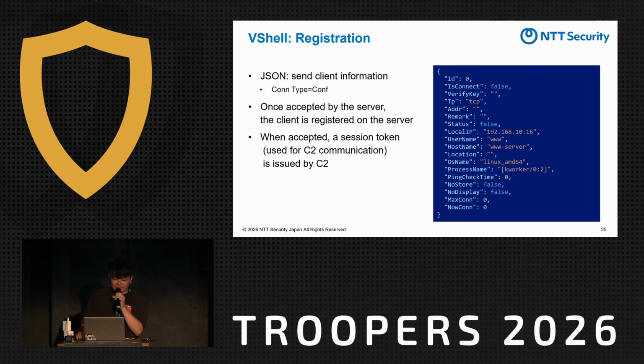The client sends its information to the server in JSON format through the conf channel. The transmitted data includes detailed system information such as local IP address, usernames, host names, operating systems, and process names. Once the server accepts this information, the client is registered on the server and becomes visible in the C2 panel. After registration is completed, the C2 server issues a session token to the client. This session token is used for subsequent C2 communication. This information is sent to the C2 server and then accepted by the C2 server. The client is visible in the admin panel, but it still shows as an offline client.